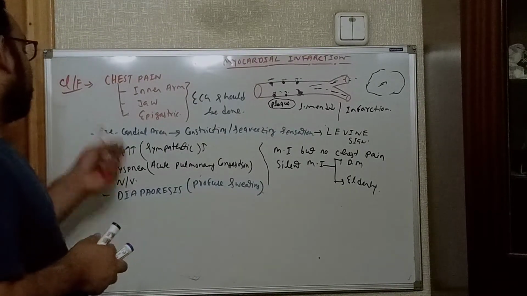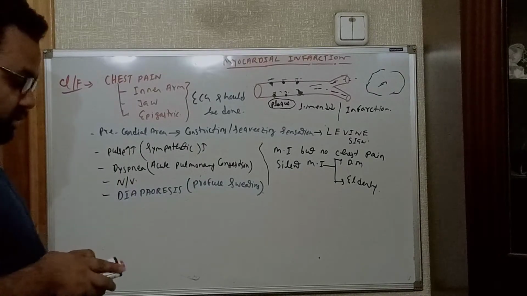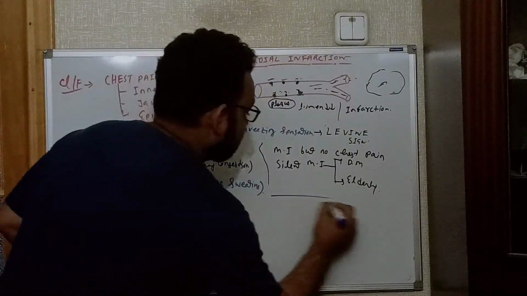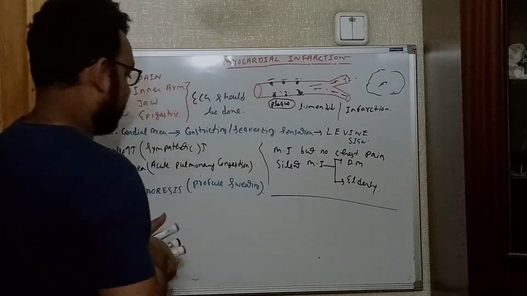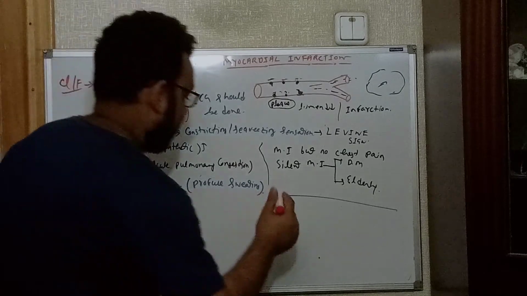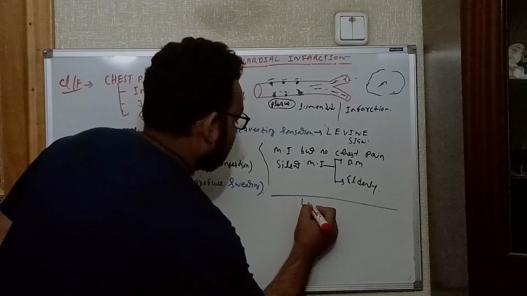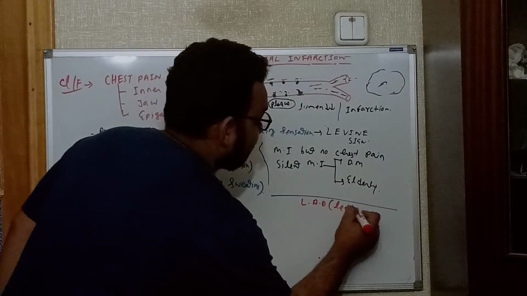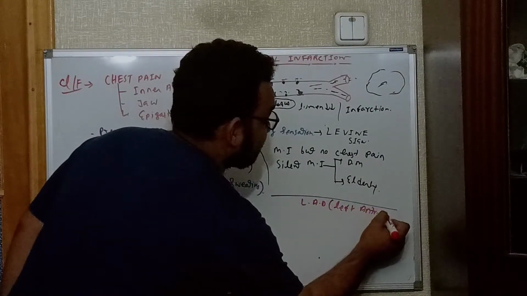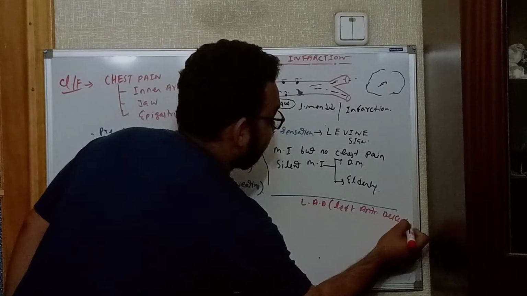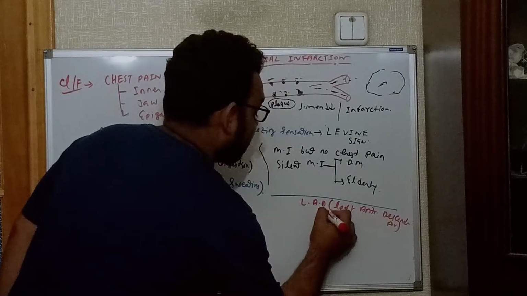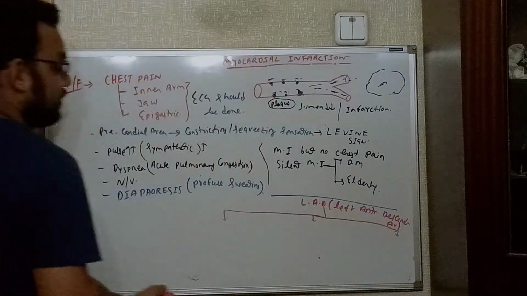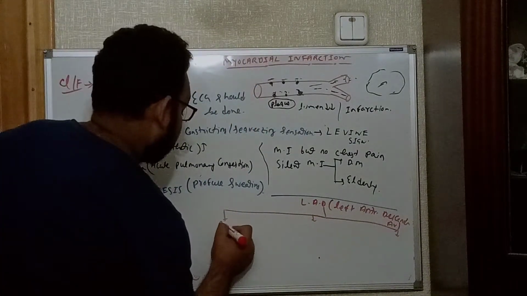Now we need to talk about what type of artery is getting affected, as a result of which we are seeing this type of problem. Now I'll talk about that part. Left anterior descending artery. Let me write it over here: left anterior descending artery. From here we'll see that it gives the blood supply, basically to the apex of the heart.